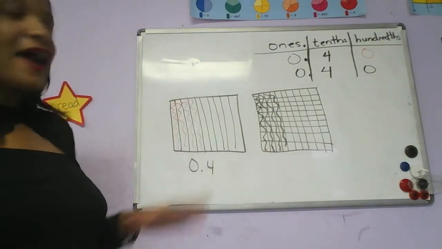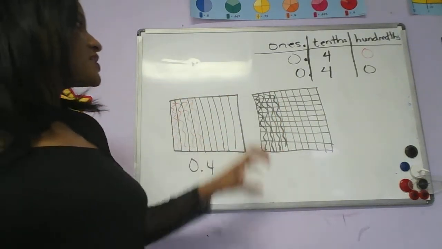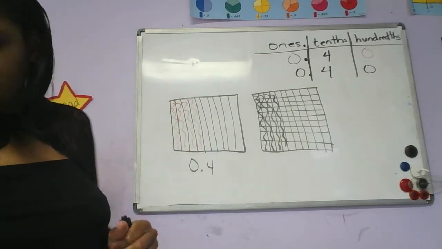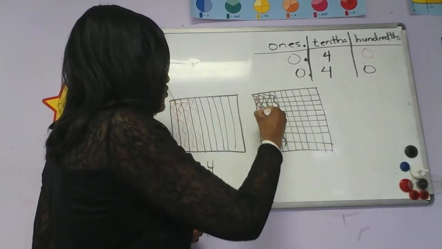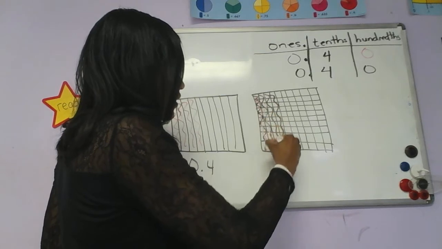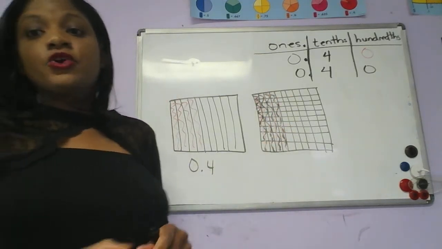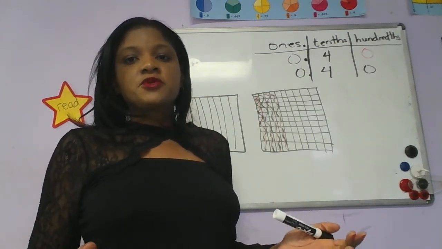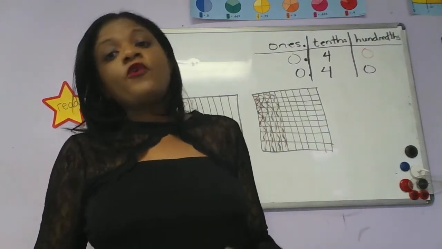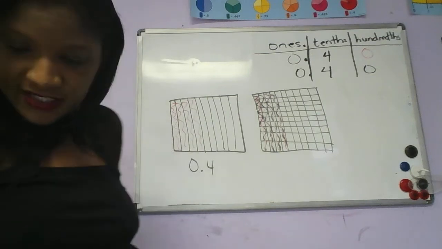If you notice, I have 4 long rectangles shaded in my first one, and I should have done it the same color. And you notice I have 4 long rectangles shaded here. They're just broken up into tinier parts. So it really would be the difference between having 4 dimes and 40 pennies. So that really is the same idea.